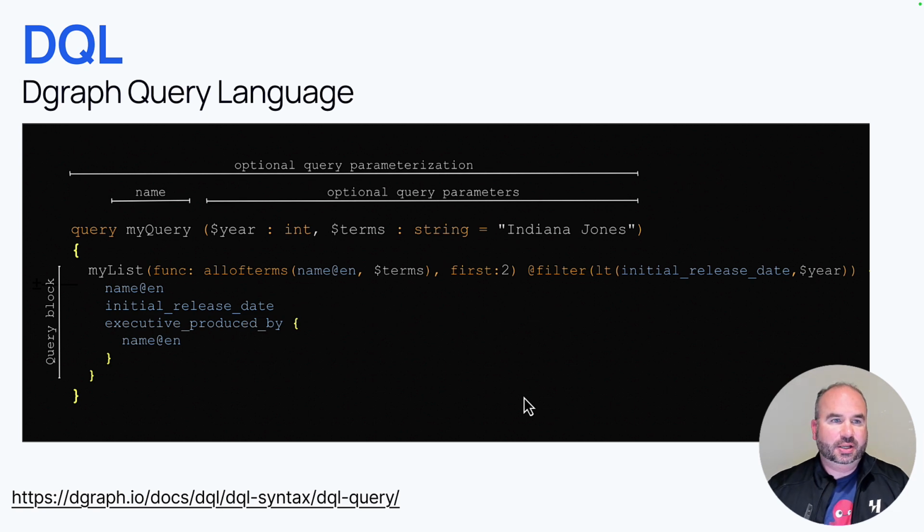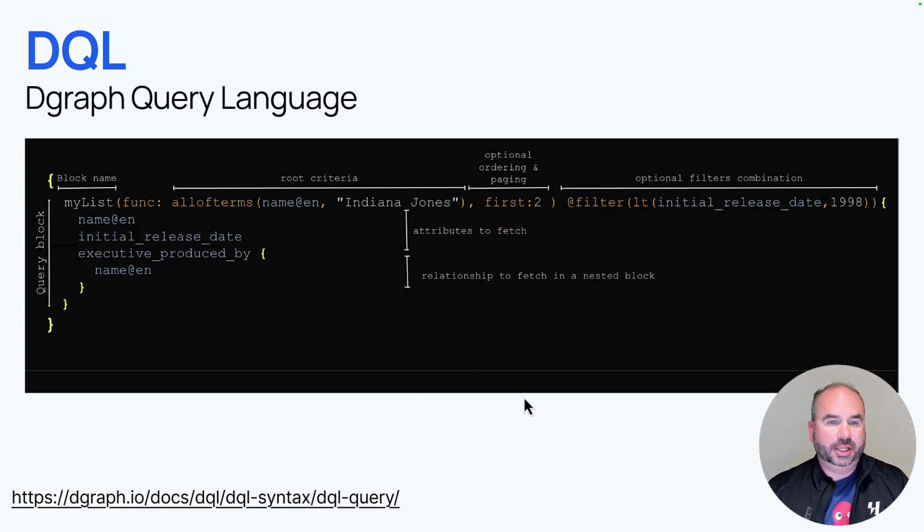DQL, we said, is the query language that we use with Dgraph. DQL was very much inspired by GraphQL. GraphQL was open sourced by Facebook shortly before Dgraph was released, and at that time there was a lot of interest in exploring GraphQL beyond its intention as an API query language. So we can see some similar concepts from DQL.